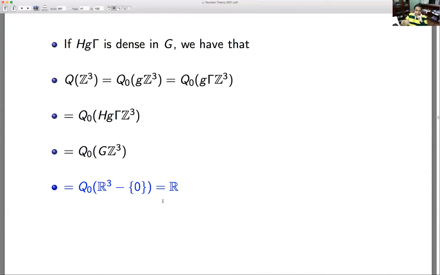Okay, so I'm missing a couple of closures here. So there should be a couple of closures. So this equality should be interpreted a little bit liberally. It means equal to the closure of the set. Okay, I missed out the closure. I'm sorry. So that's what it is. So if the H orbit of this coset is dense, then as you can see, it's quite easy to check just by continuity arguments that in fact, the quadratic form takes a dense set of values.